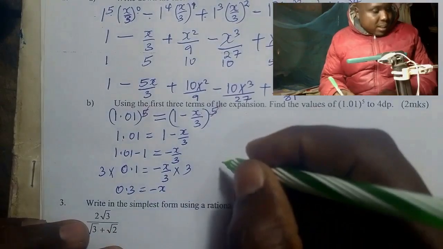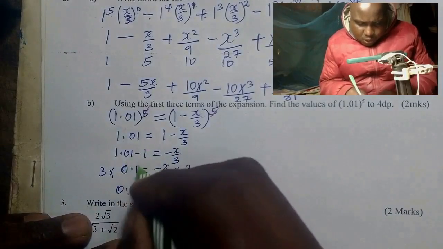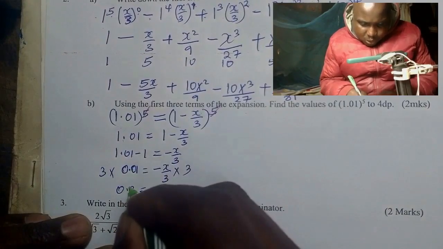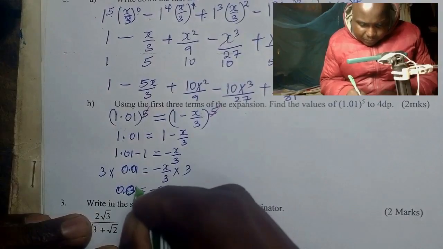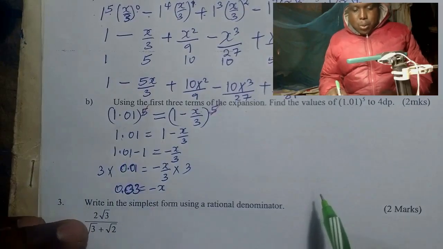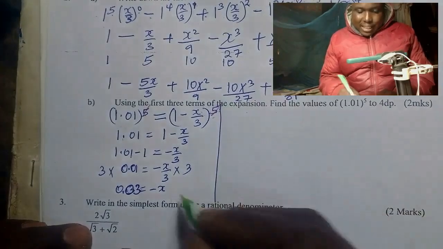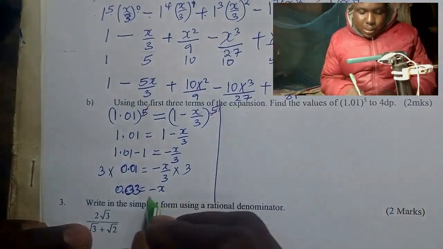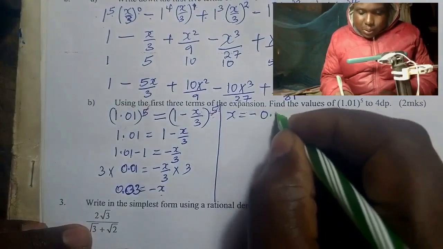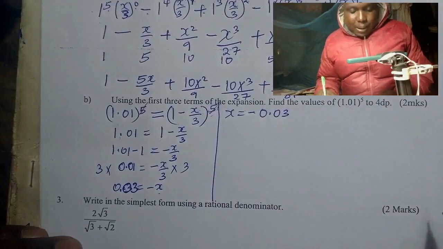So 0.03 is equal to negative x. We don't want negative x. Is it 0.1? Oh, it is 0.01, sorry. So this one is going to be 0.03. We don't want negative x, we want x, so you divide by negative, so x is equal to negative 0.03. Negative 0.03 is our value of x.